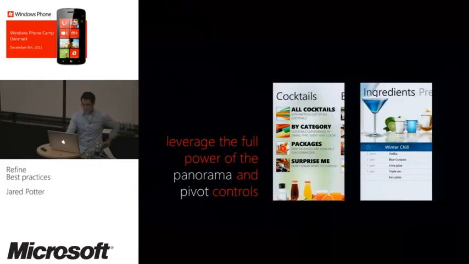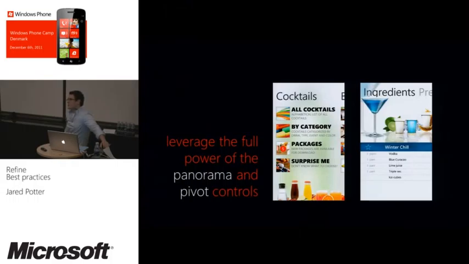So the next thing, leverage the full power of, well, I would say all the controls, but the panorama and the pivot controls. By default, this application does a really good job of using the panorama and the pivot controls. However, with great power comes great responsibility, right? A lot of times you'll see them used poorly. For example, pivot is a great way to pivot on data, like unread email, read email, I'm just flipping through it. Panorama is like a big overview.